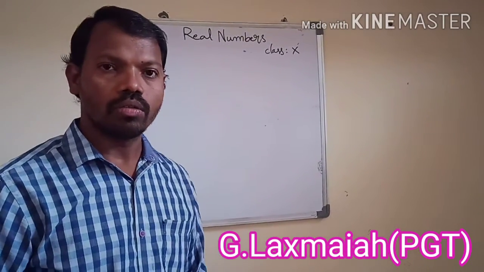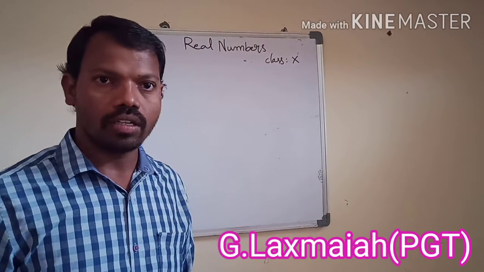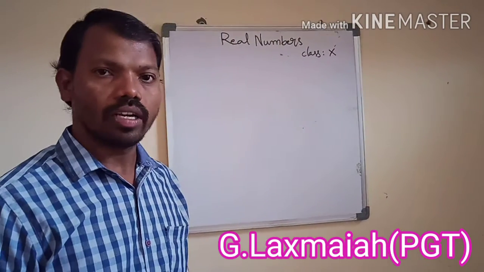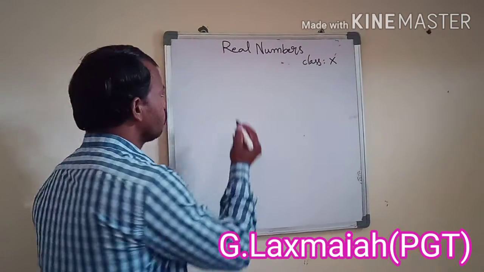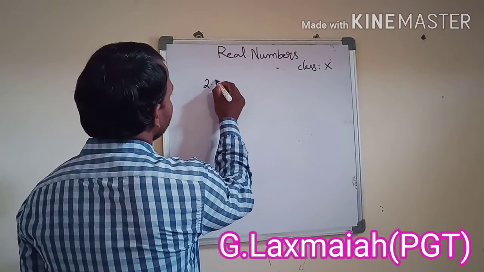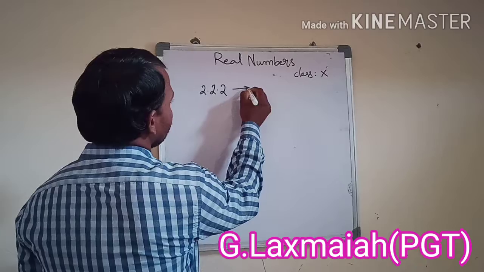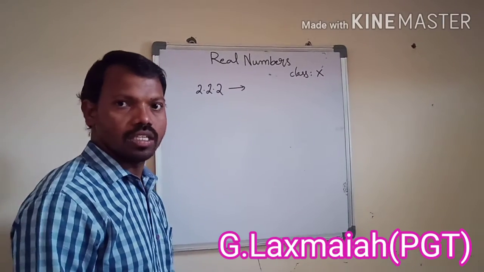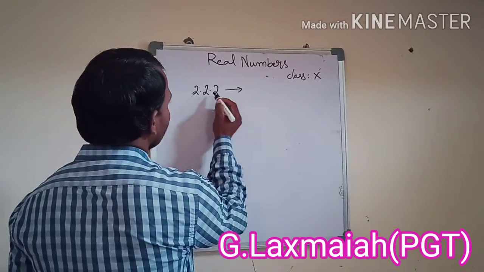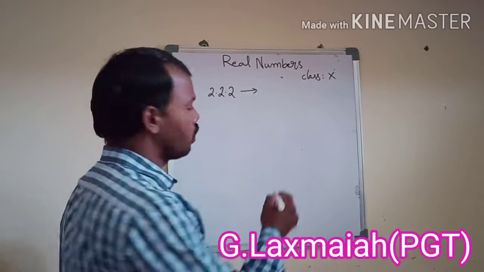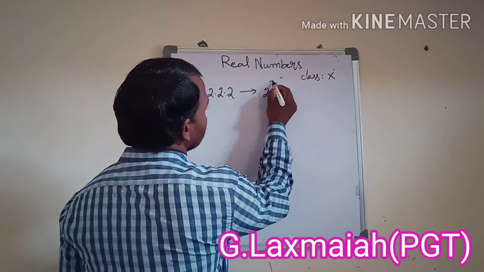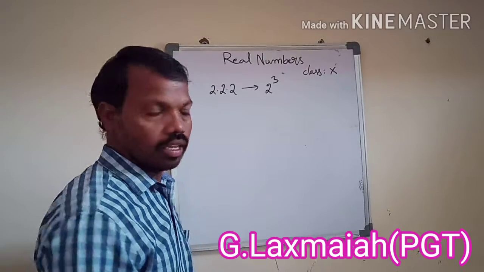So today we are going to discuss one more new topic in real numbers. Let us see some examples here. 2 into 2 into 2. Then how can we express this? How many times is it repeating? 3 times. So we can write 2 to the power of 3.